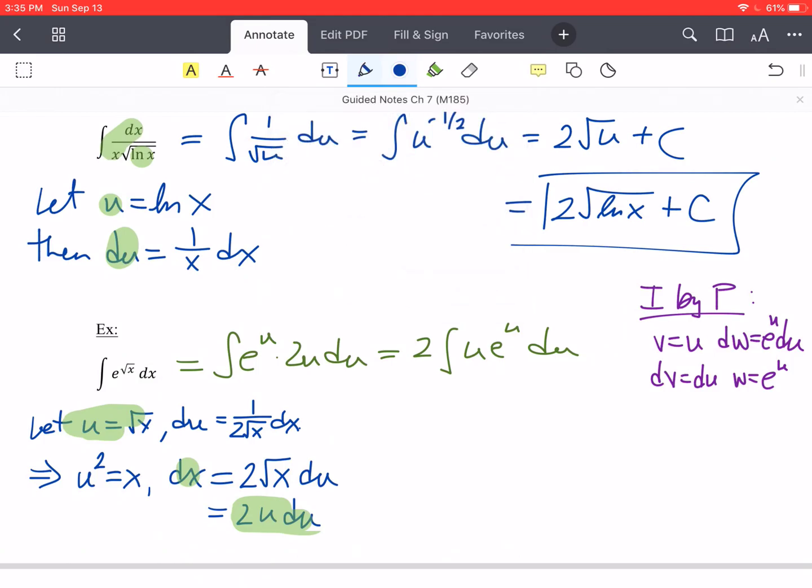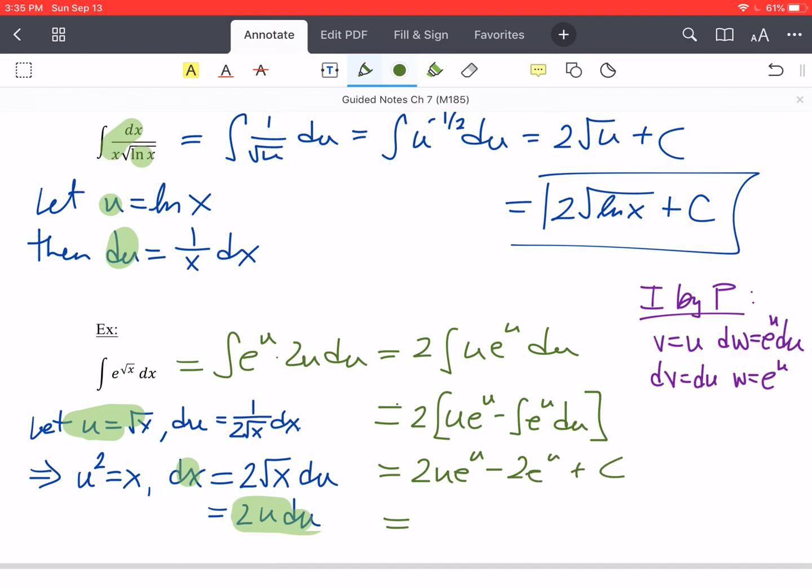Okay, so if you need a little refresher, go back and check out that integration by parts work we did again. So this is 2 times, we have u e to the u minus the integral of e to the u du. Okay, and that's integrable. So we have 2u e to the u minus 2e to the u plus c. And then sub back our u value, which is the square root of x. So we get 2 root x times e to the root x minus 2e to the root x plus c.